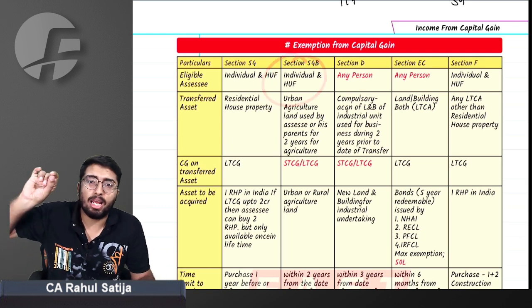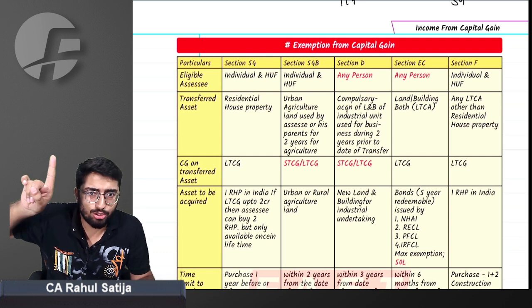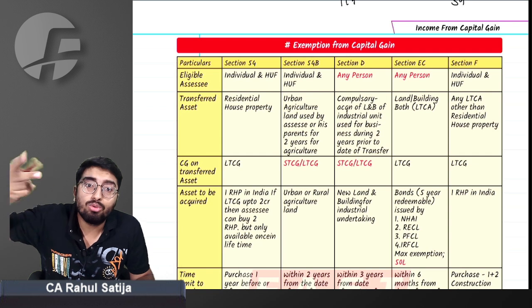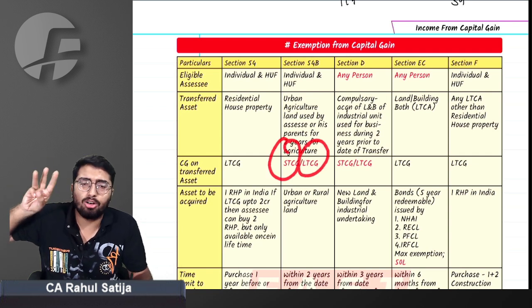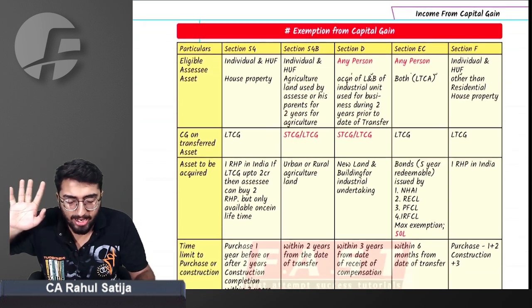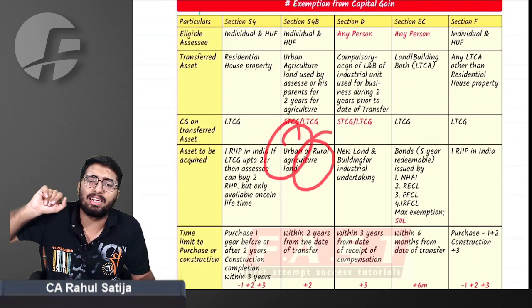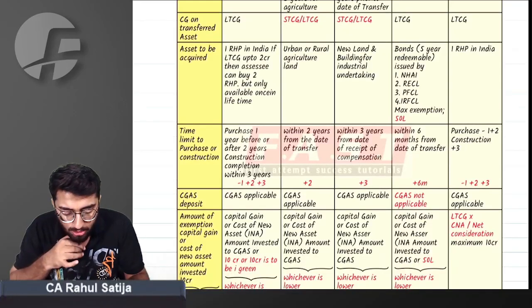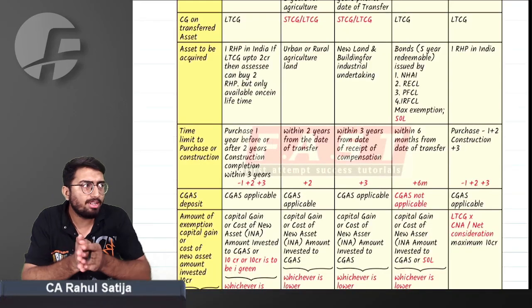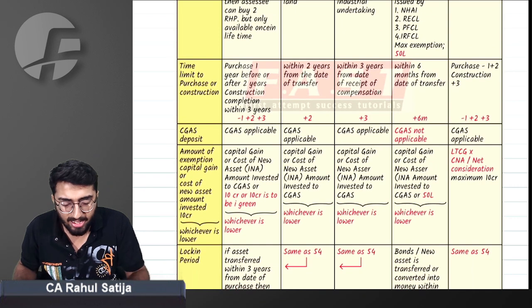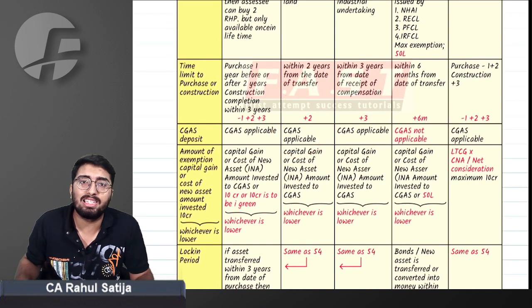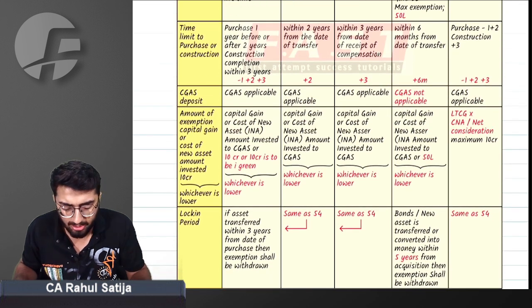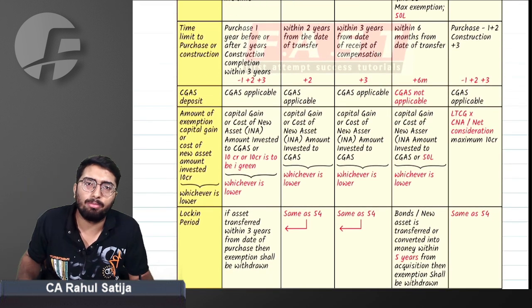So what I am saying, any individual or HUF transfers any urban agriculture land which they have used for 2 years, long-term capital gain or short-term capital gain irrelevant, and acquires any urban agriculture land or rural agriculture land. Within 2 years from the date of the transfer they have to buy, and they have to deposit the amount to CGS up to the date of return filing so that the government can track whether they are using the money correctly or not. In that case, your capital gain will be exempt.